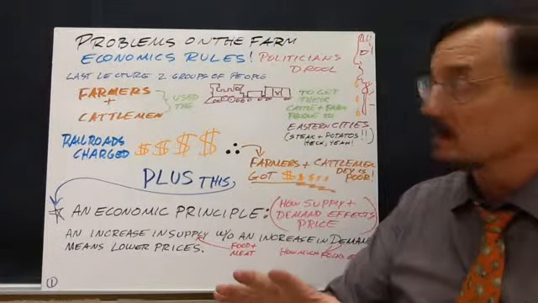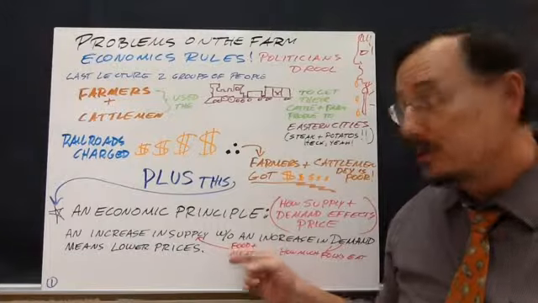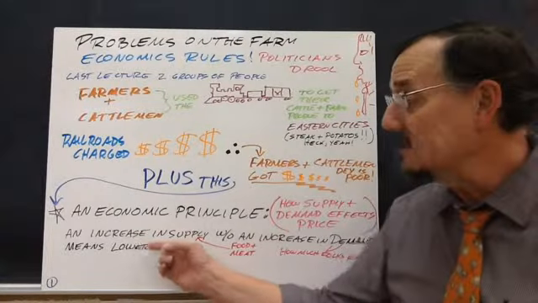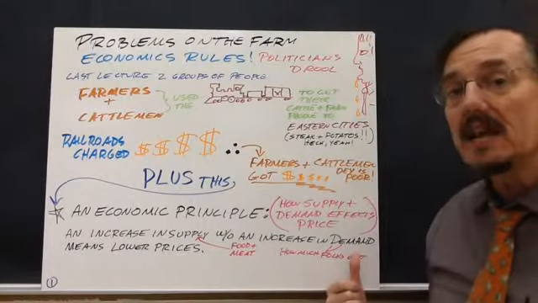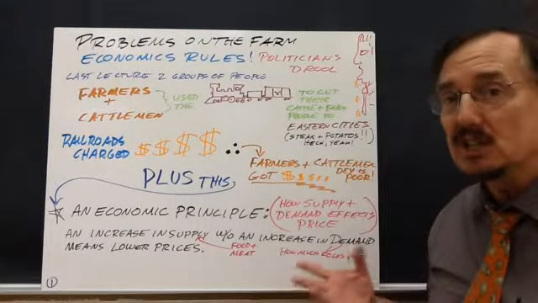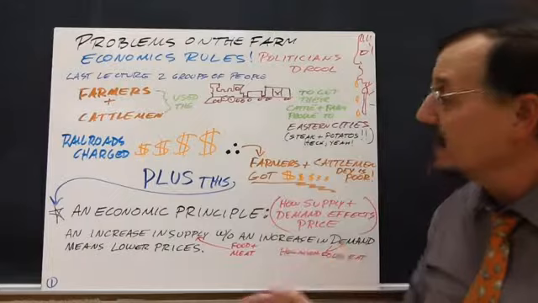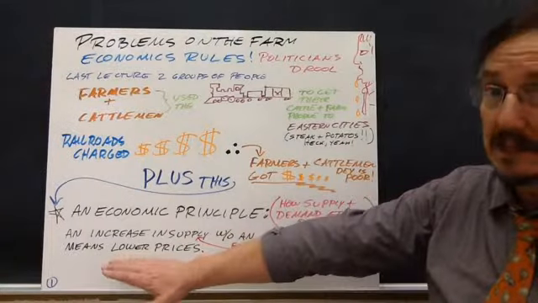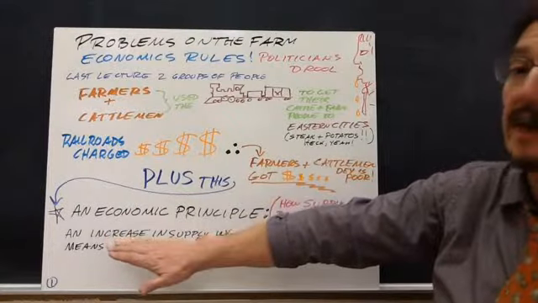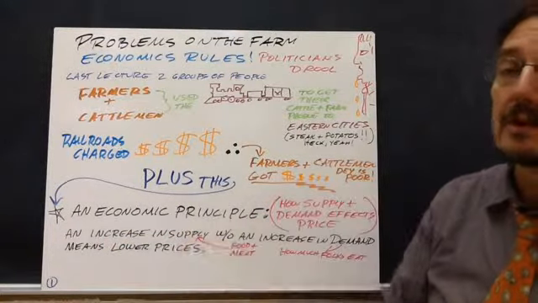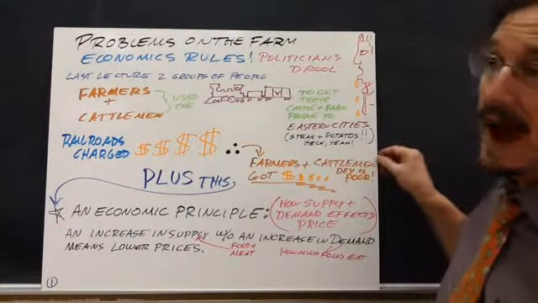Now, this is how it affected the farmers. They grew more food and more meat, an increase in supply. And yet the demand kind of stayed the same. People can only eat so much food, and that led to a drop in prices. So these two things, greedy railroads plus good old-fashioned economics, the farmers and the cattlemen got poor.